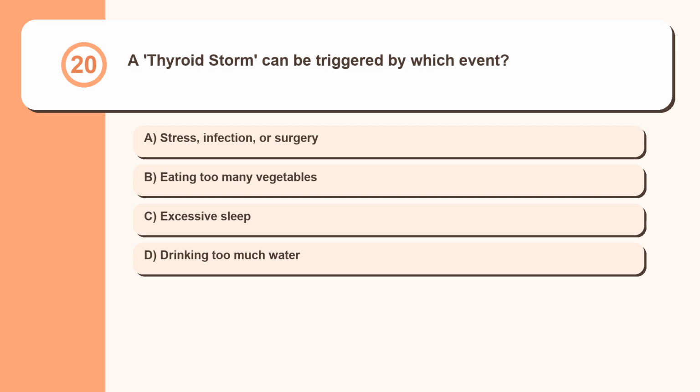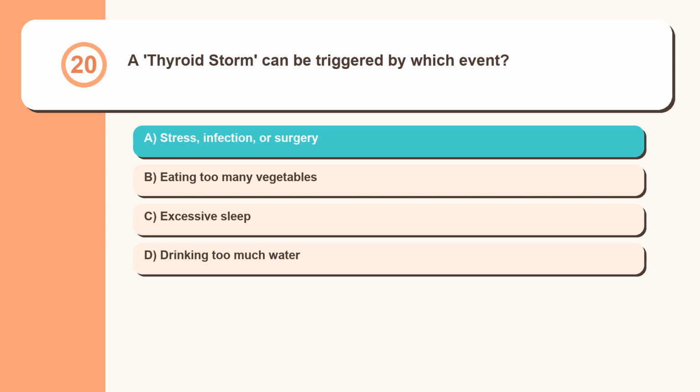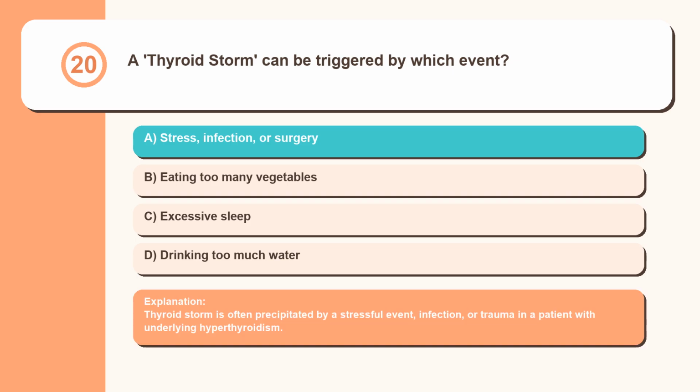Question 20. A thyroid storm can be triggered by which event? Stress, infection, or surgery; eating too many vegetables; excessive sleep; drinking too much water. Thyroid storm is often precipitated by a stressful event, infection, or trauma in a patient with underlying hyperthyroidism.